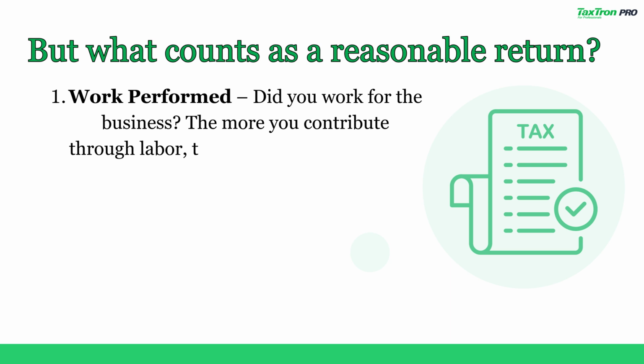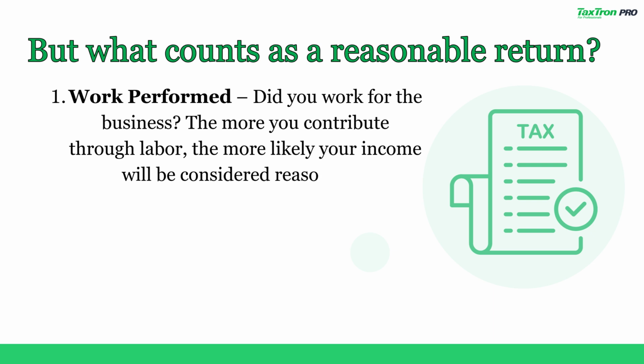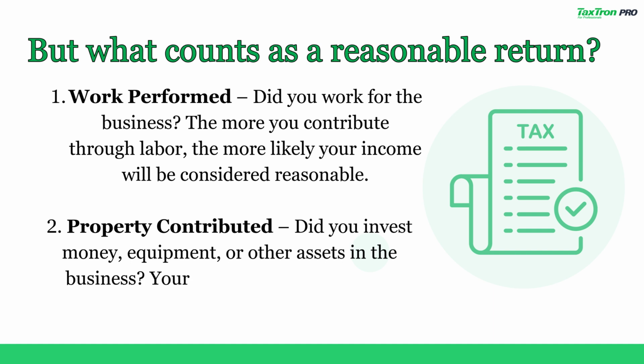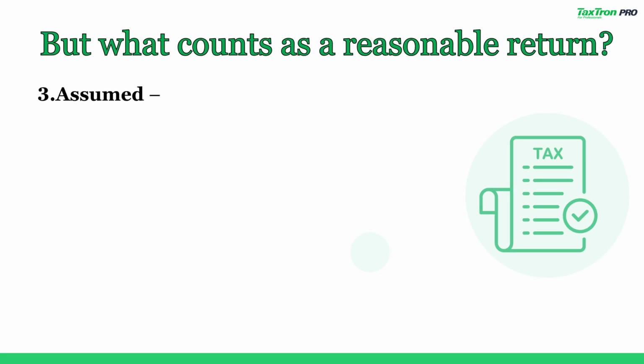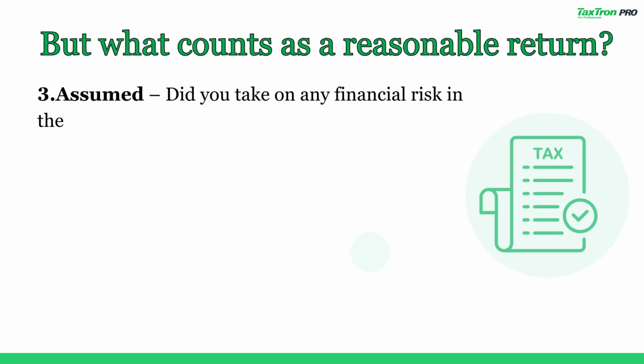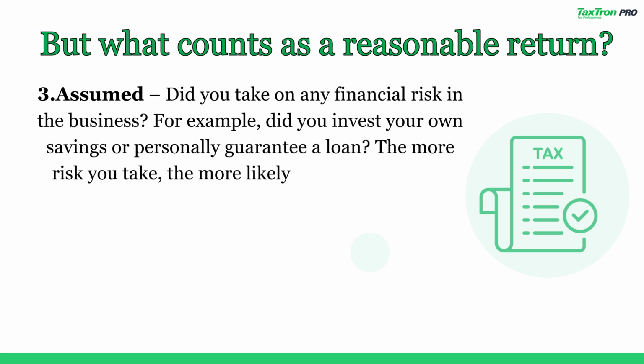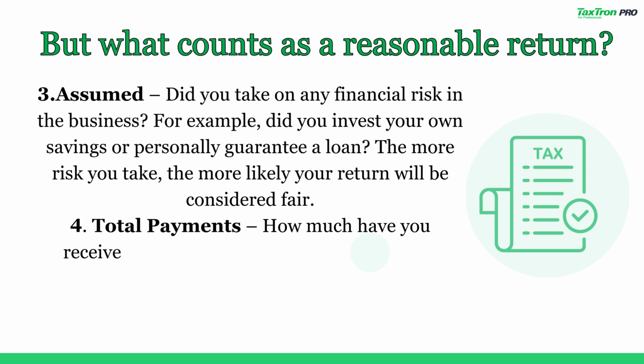Such as: work performed. Did you work for the business? The more you contribute through labor, the more likely your income will be considered reasonable. Property contributed. Did you invest money, equipment, or other assets in the business? Your contribution of property matters too. Risk assumed. Did you take on any financial risk in the business? For example, did you invest your own savings or personally guarantee a loan? The more risk you take, the more likely your return will be considered fair.